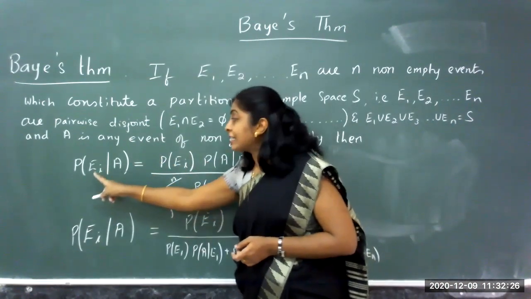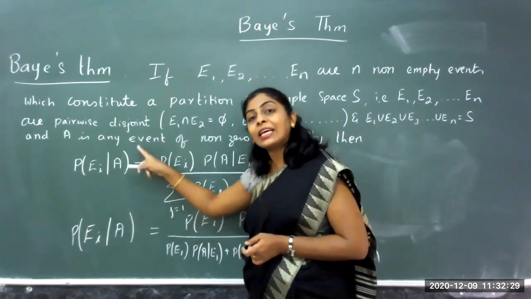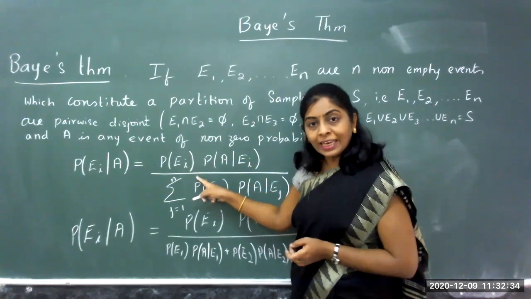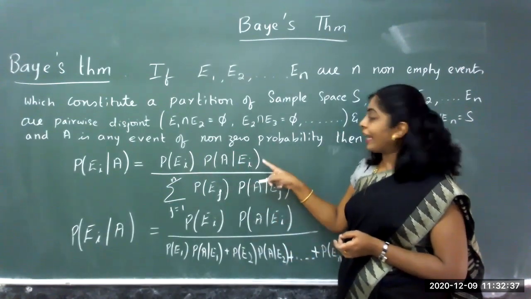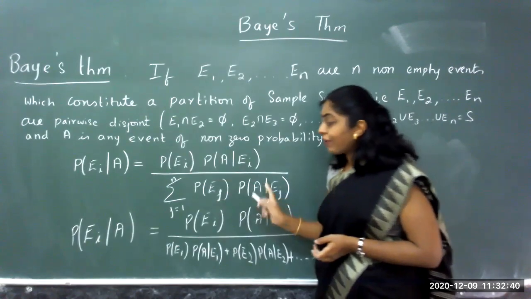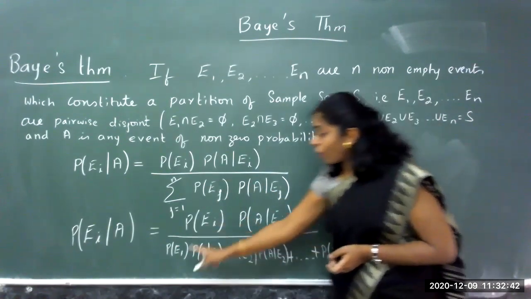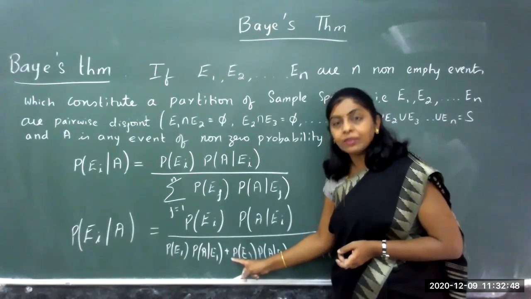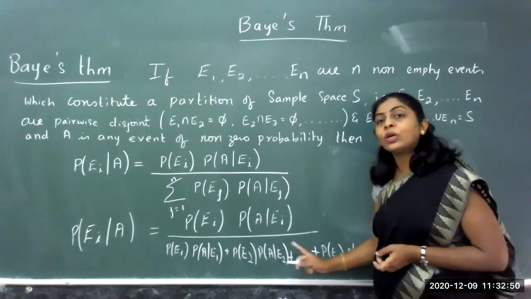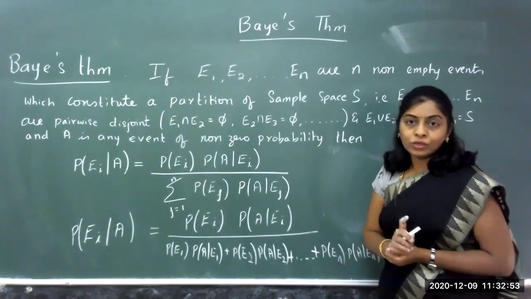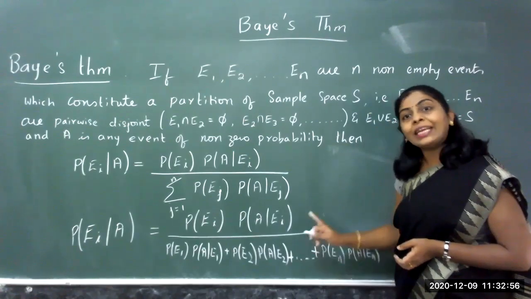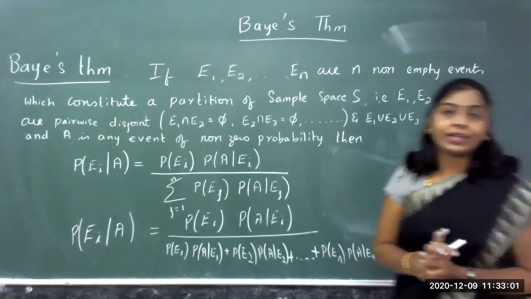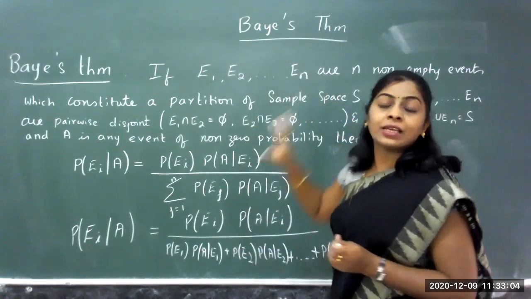Out of the given events, the probability of one event Ei, given that event A has occurred, is given by the probability of Ei times the conditional probability of A given Ei, divided by the sum of the terms: probability of E1 times the conditional probability of A given E1, plus probability of E2 times the conditional probability of A given E2, plus probability of E3 times the conditional probability of A given E3, and so on up to n events. This is what Bayes' theorem states.